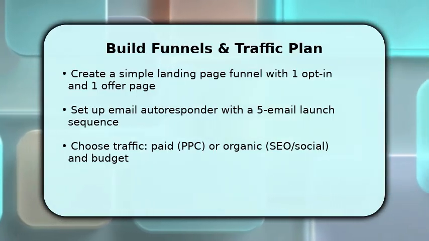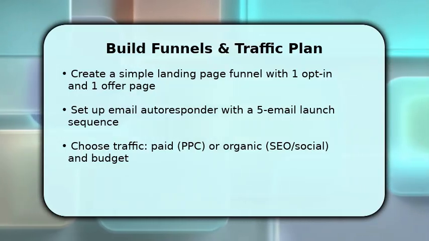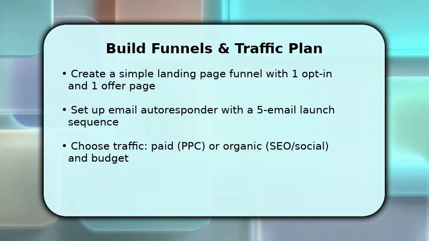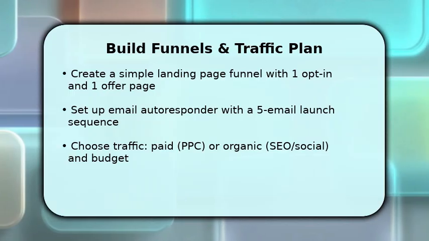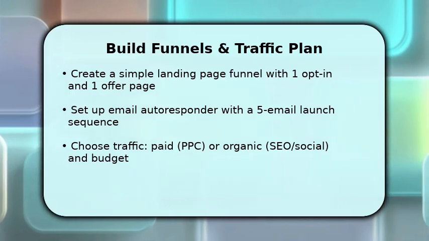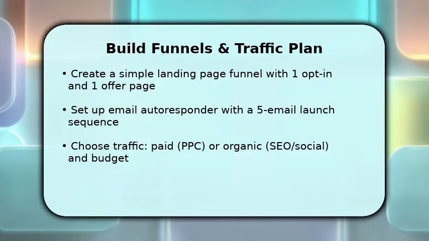Once the funnel's ready, set up an autoresponder and draft a 5-email sequence: warm, educate, pitch, scarcity, and follow-up. Simultaneously decide on traffic sources. If paid, allocate a test budget, whereas organic requires content and consistency. Make sure tracking pixels and JVZoo tracking are set up.